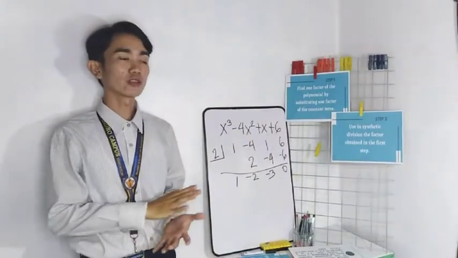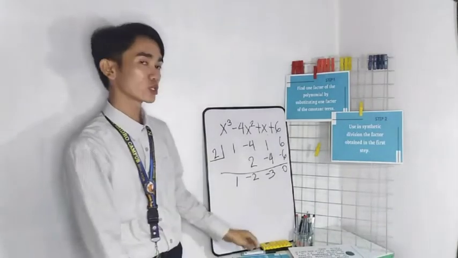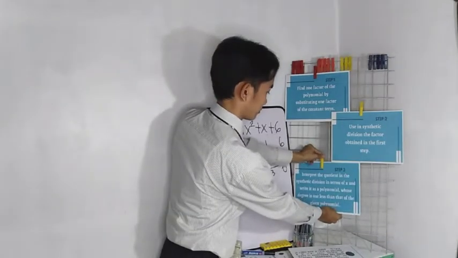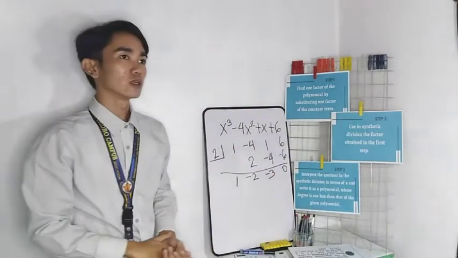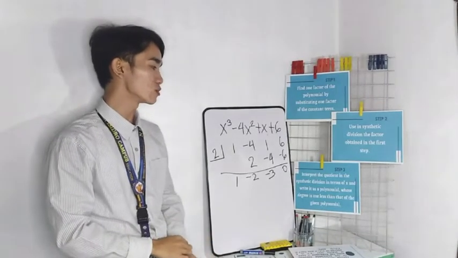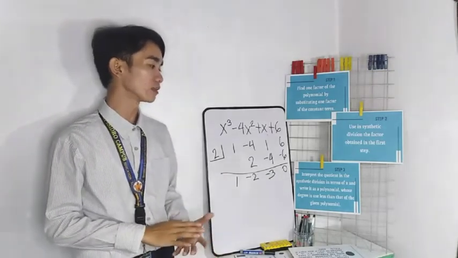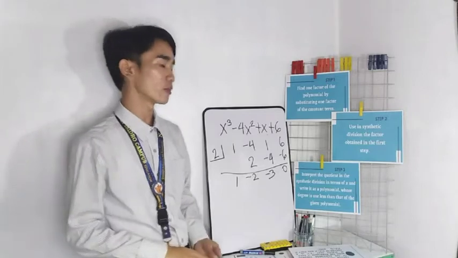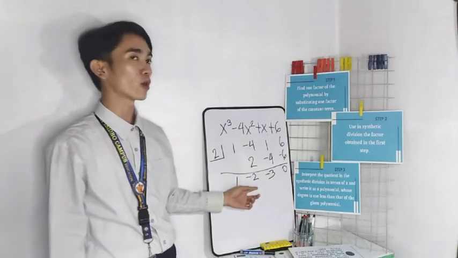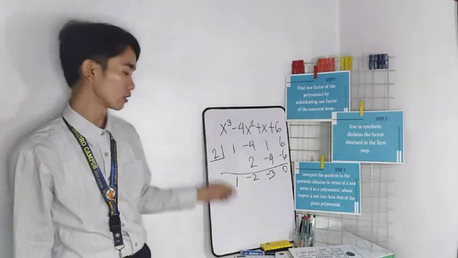After getting the quotient in the synthetic division, let's proceed to the third step. Step 3. Interpret the quotient in the synthetic division in terms of x and write it as a polynomial whose degree is 1 less than that of the given polynomial. So here is our quotient, and we're going to write it as a polynomial whose degree is less than that of our given polynomial.